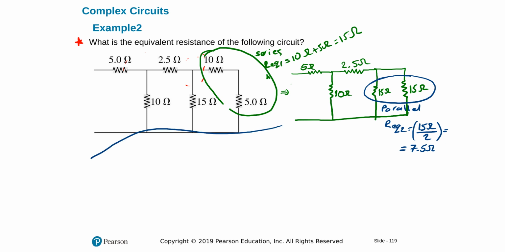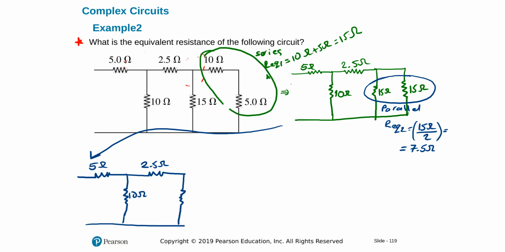I'm moving back here to have some space. My 5 ohms on the left stays the same. My 10 ohms here stays the same. My 2.5 ohms stays the same. And I simplified 15 to one resistance. And it's 7.5 ohms. And I'm going to pick it apart again so that I can easily solve.